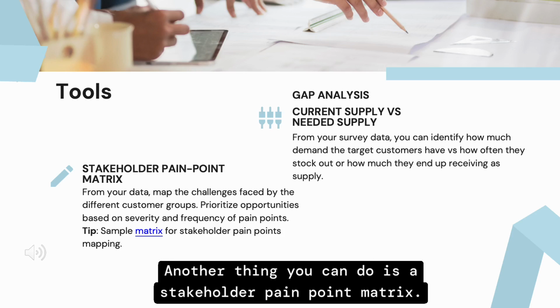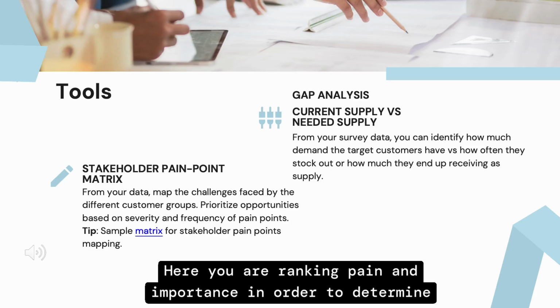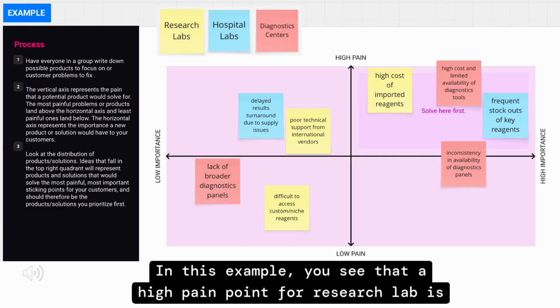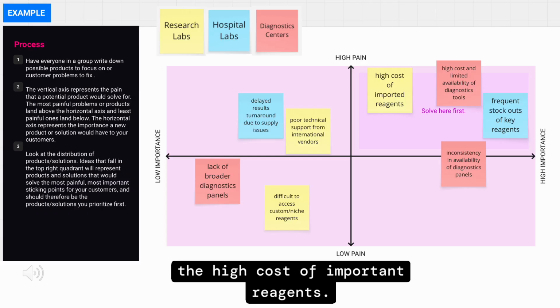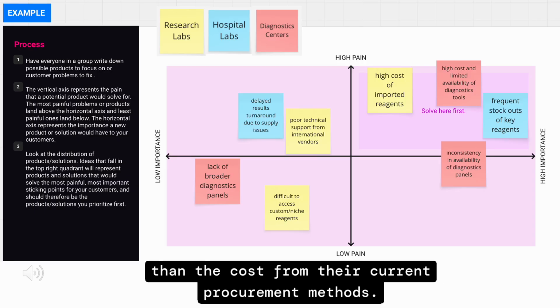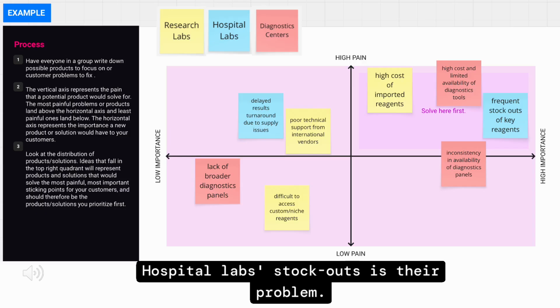Another thing you can do is a stakeholder pain point matrix. Here, you are ranking pain and importance in order to determine exactly what issues in your target customer segment to address first. In this example, you see that a high pain point for research labs is the high cost of imported reagents. It means that whatever product you deliver to them has to be cheaper than the cost from their current procurement methods. For hospital labs, their problem is stockouts.